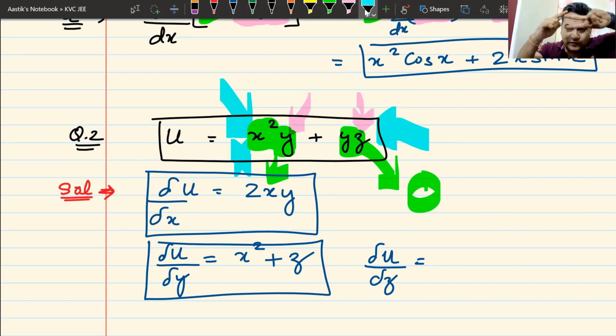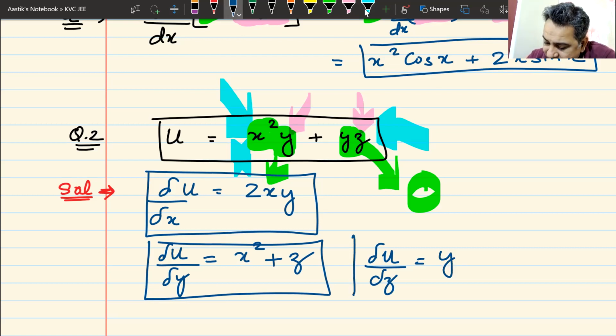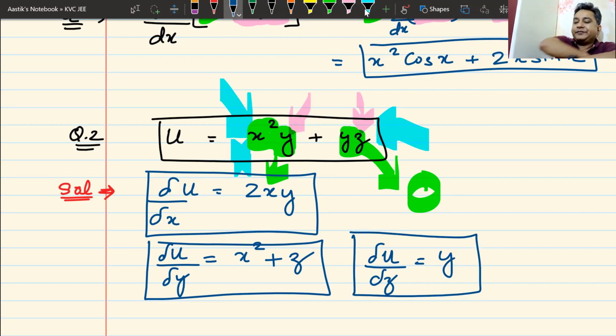Yz again consists of two functions. I have to find the partial derivative of the multiplication. The partial derivative of y with respect to z is 0, so don't worry about the second part. Only worry about the first part: partial derivative of z with respect to z multiplied by y. So the partial derivative of u with respect to z, I am using a shortcut, I am not writing the entire thing, will be simply equal to y.